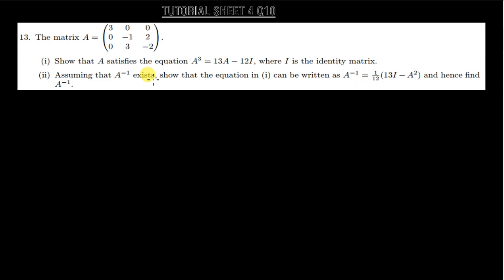Hi everyone, so this is question 13. Question 13, tutorial sheet 4. So the question says the matrix A is given as that. Then show that A satisfies the equation A to the power 3 being equal to 13A minus 12I. So this I is the identity matrix. That's what we've been told. So we can start.